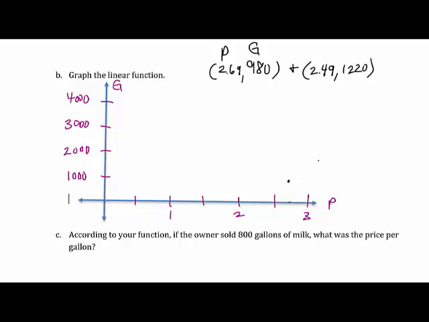And then 2.49, 1220. So 2.49 is very close to 2.50, so very close to this tick mark right here. And then 1220, which is a little over 1,000, so we'll say that that's somewhere in here.